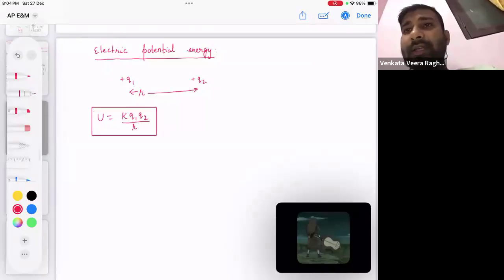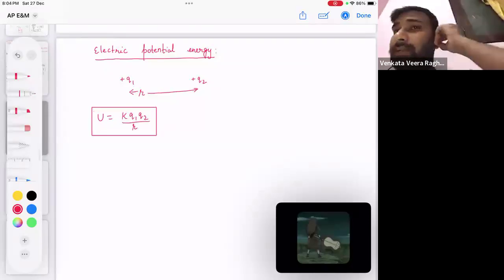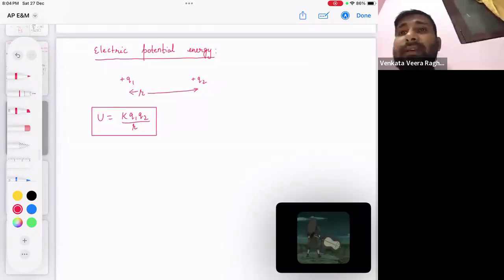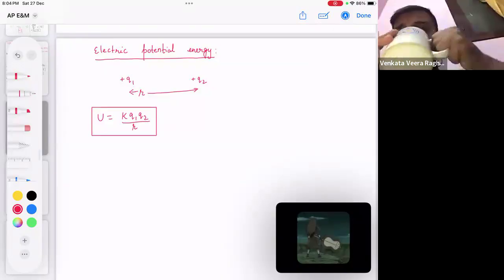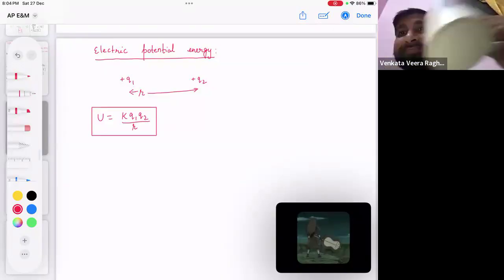In force it was what? It was r square proportionality. But in the potential energy what do we have? It is r proportionality. It means inversely proportional to r. Okay. So that is the potential energy between the two charged particles. Is that clear? Please tell me, everyone, is that clear? Yes.